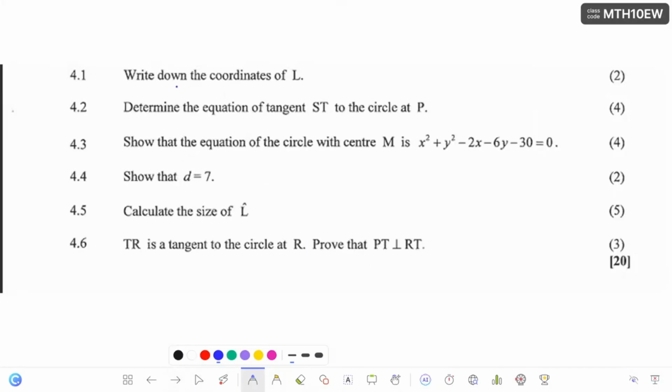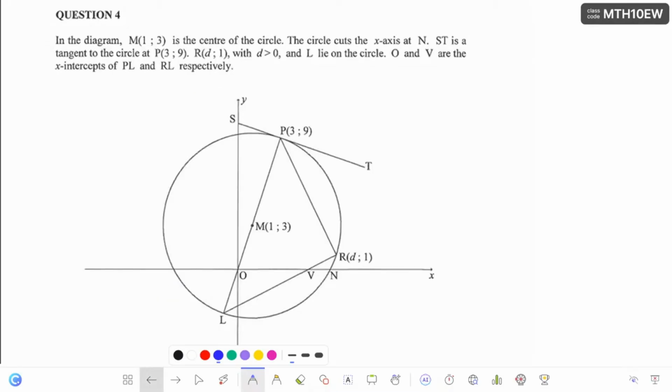So first they said write down the coordinate of L. So let's go and check. For this one, I'm not going to write down, I'm going to simply calculate. Write down means they expect you to do observation and just write down the values, and they give you full marks. But I can't observe. I don't want to get it wrong because it's an easy question. So let me just calculate, then I'll put the answer there. They'll still mark me correct.